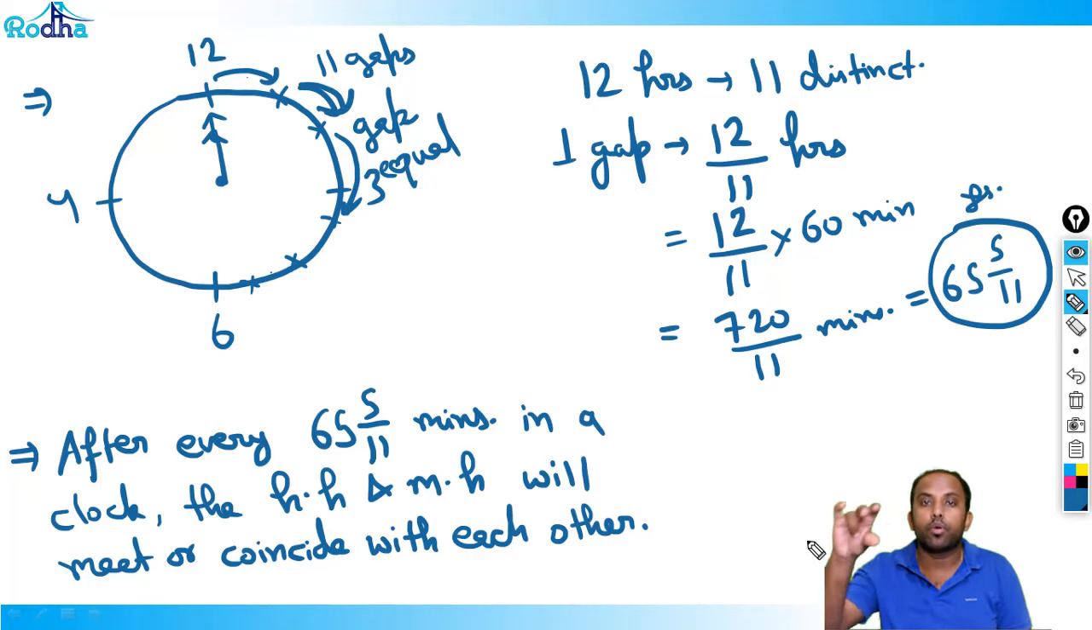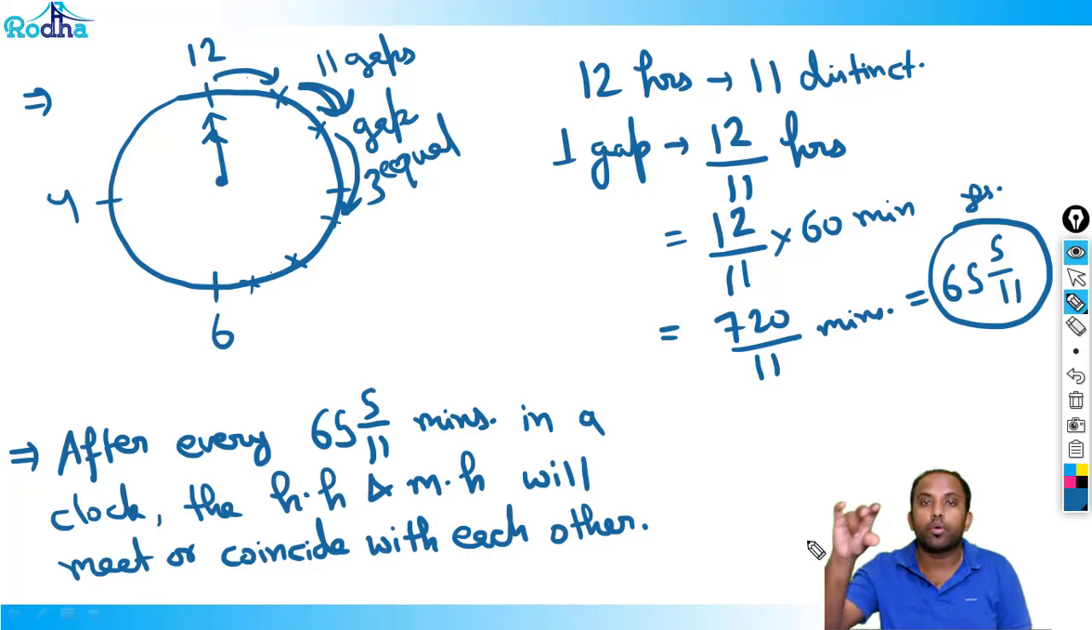So what is the value of one gap? 12 by 11 hours, that is 65 5 by 11 minutes. That means this gap is also 65 5 by 11 minutes, and this gap is also 65 5 by 11. So all gaps are equal to 65 5 by 11, right? This is a very important piece of data in clock problems.